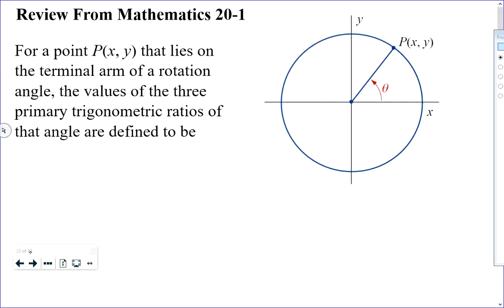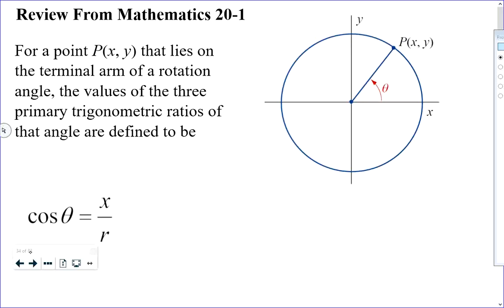For any point that lies on the terminal arm of a rotation angle, this is not necessarily a unit circle. The length of that arm from the origin to point P could be 1 for what I'm talking about. It could be 10. It could be 8. It could be 3.5. It doesn't matter. For any point, we can determine the values of the trigonometric ratios of the rotation angles by using x, y, and r.